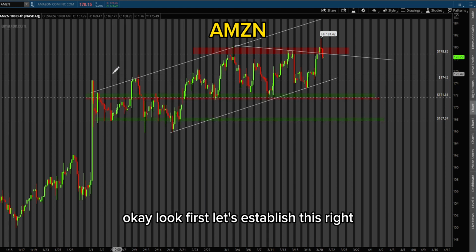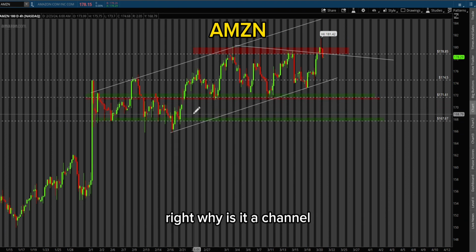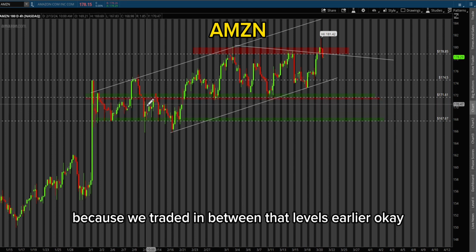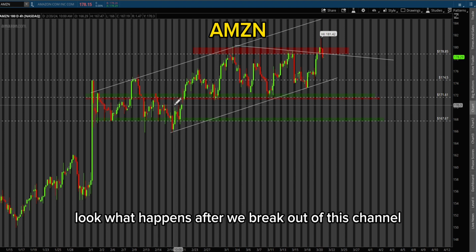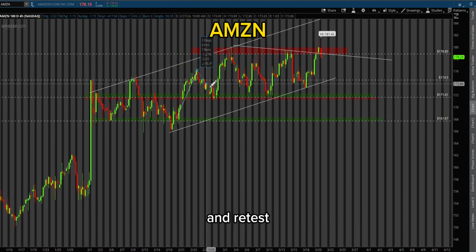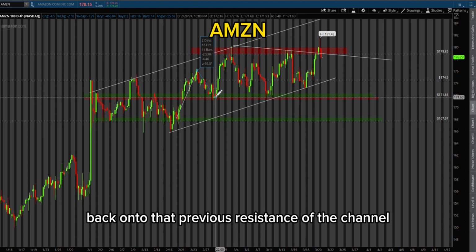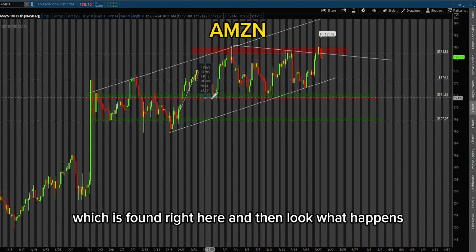Well, first let's establish this. You could say that this right here is a channel. Why is it a channel? Because we traded in between those levels earlier. Okay, look what happens after we break out of this channel. We break up above the channel and retest back onto that previous resistance of the channel, which is the supply. And the supply becomes later support, which is found right here.